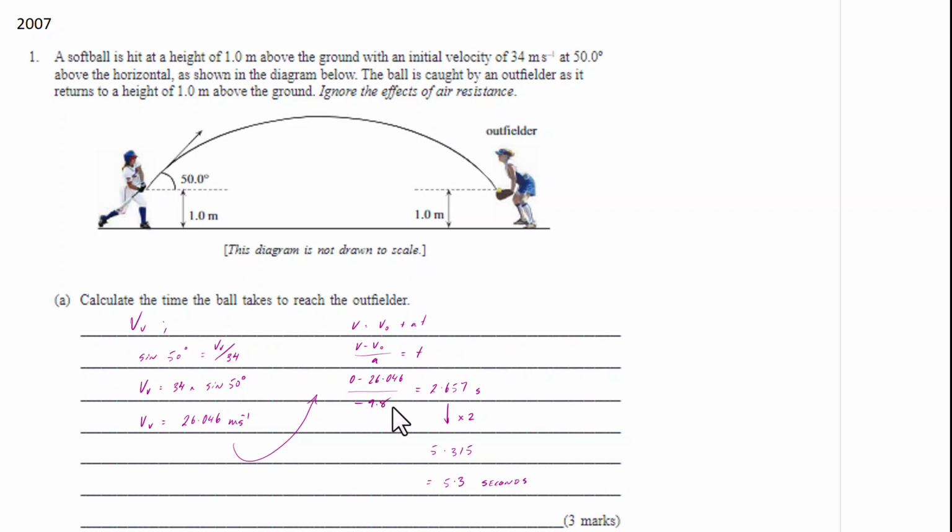Divided by the acceleration, substitute, and don't forget, when you get your final answer, you'll need to times it by 2 because you're only working out the time from here to here as opposed to from here to there. All right, so you end up with 5.3 seconds when you round it off to 2 sig figs.